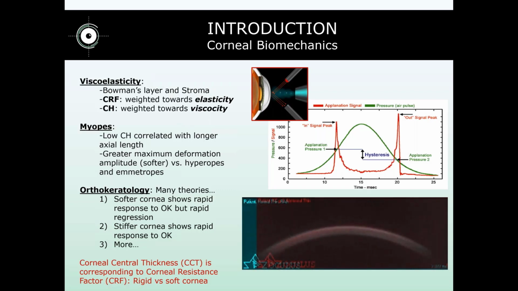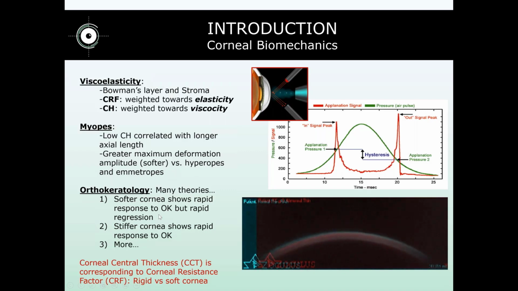So myopes were found to have a low hysteresis. Their ability to absorb forces was much less, and this was associated with a longer axial length. They were also softer, where they had a greater deformation. You can see the cornea deforming here. Incidentally, I think this may be a keratoconic patient. But certainly the myopes were softer than the hyperopes.